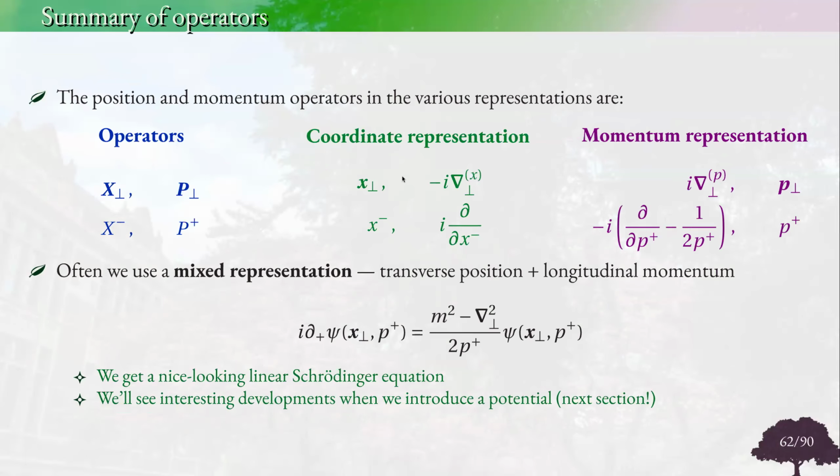So far we have our operators, which we can write either in a coordinate representation where things look really normal, and a momentum representation where our x minus longitudinal position operator doesn't really look that great. Because of this, and for other reasons as well, we don't really like working with x minus as a variable. So a lot of the time, we will work in a mixed representation where we describe a wave function in terms of transverse position and longitudinal momentum.